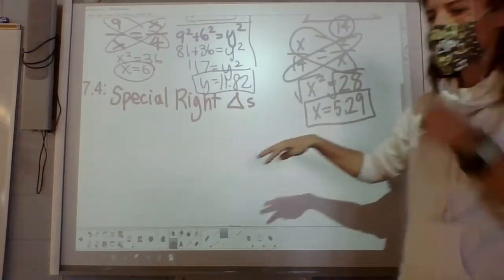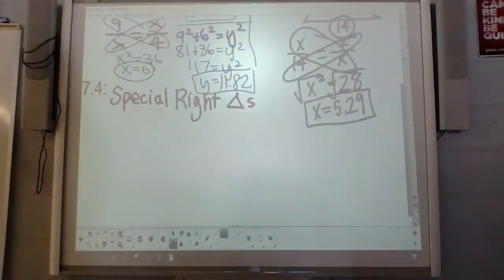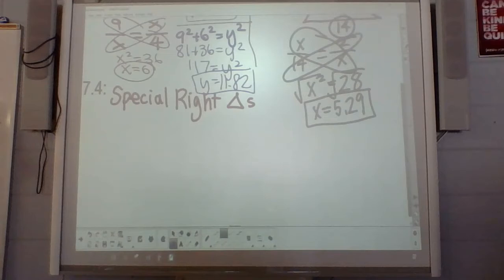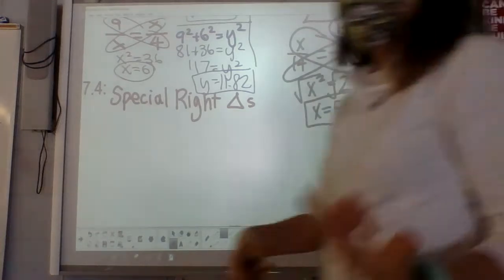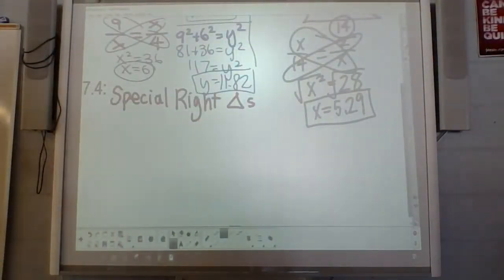So our next set of examples, if you on the bottom of the front side, write those two types of special right triangles out, and then we'll flip it over and do some examples. I just didn't have enough room on one side. So special right triangles was our 7-4 section. And those were our two triangles, 30, 60, 90, and 45, 45, 90.